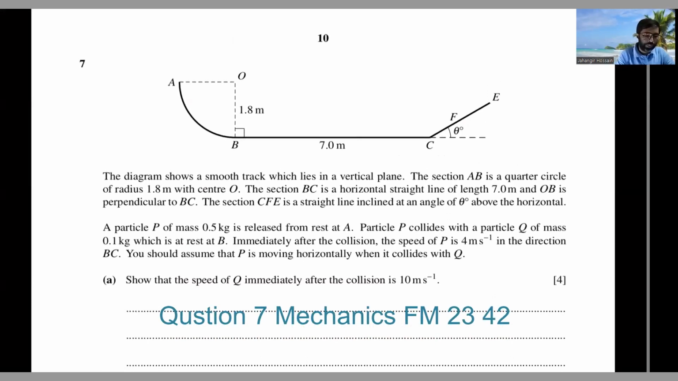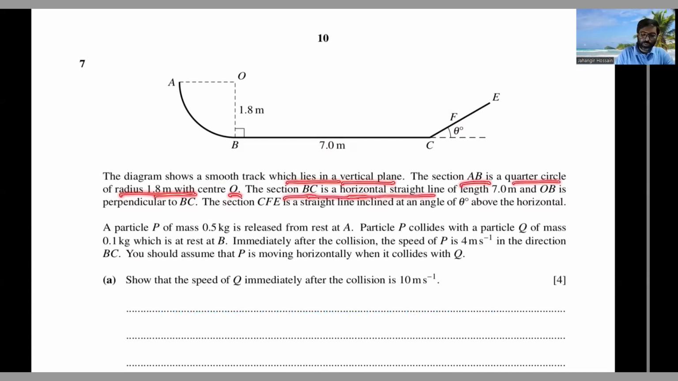Here you see the diagram shows a smooth track which lies in a vertical plane. The section AB is a quarter circle of radius 1.8 meter with center O. The section BC is a horizontal straight line of length 70 meter. OB is perpendicular to BC. The section CFE is a straight line inclined at an angle theta above the horizontal.